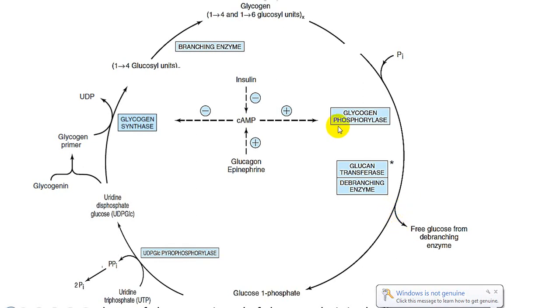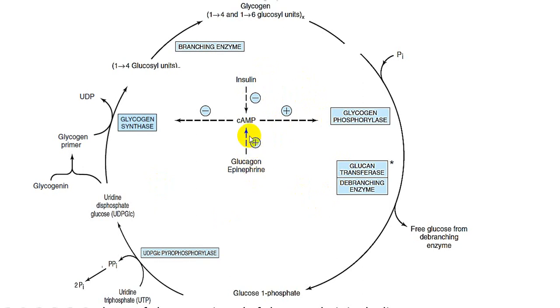But basically, using the two enzymes, glycogen phosphorylase and glucan transferase, a debranching enzyme, the result is a free glucose from the debranching enzyme. Here one molecule will be released after debranching by the enzyme. Finally, the result is glucose 1-phosphate. Just one important point I want to explain.